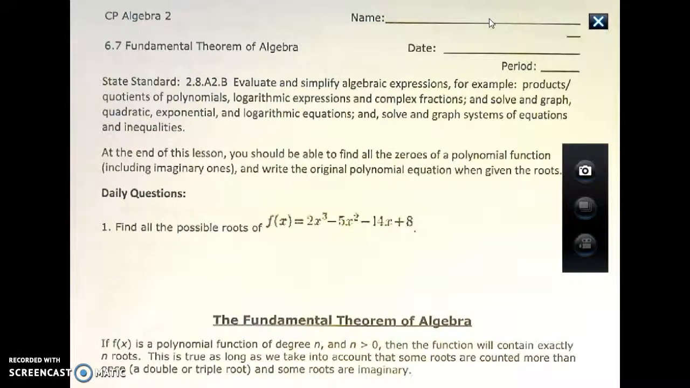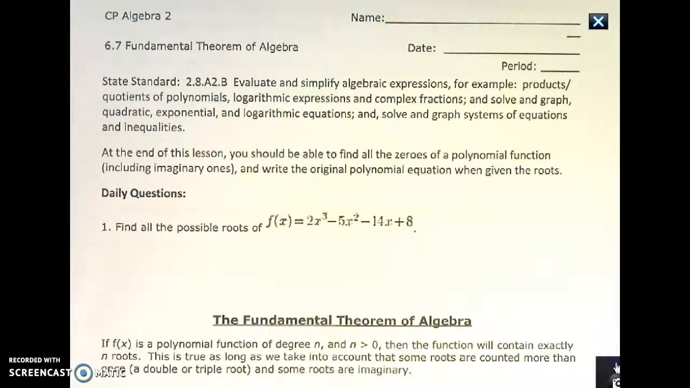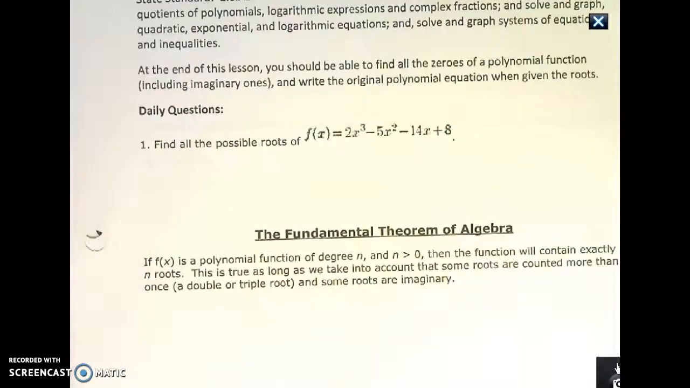We have been talking about synthetic division, polynomial long division, finding zeros, and so forth. Well, today we're going to sum it all up and show you where it all really begins. To start off, we have a little daily question here, and it says to find all the possible roots of the following polynomial function.